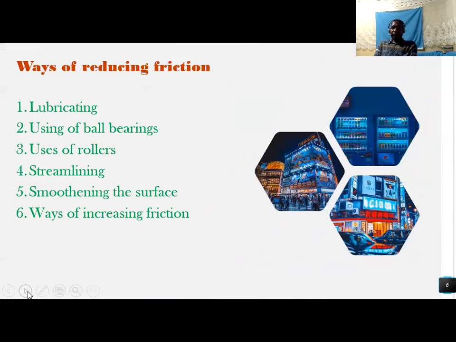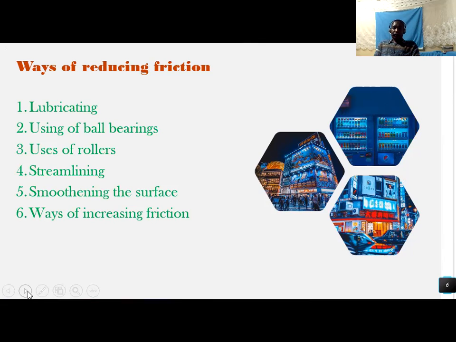Pupils, up to that point, we are almost coming to the end. We move to ways of reducing friction. Ways of reducing friction are as follows. One, lubricating. Lubricating is a process of applying a liquid or a jelly-like substance between surfaces rubbing against each other. It is used to reduce friction between the surfaces. A good example is engine oil and grease used as lubricants.